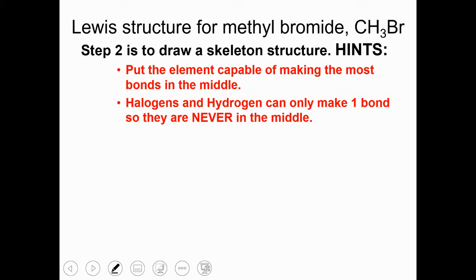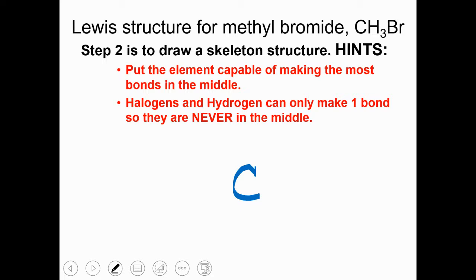The second step is that you draw a skeleton structure for your molecule. Now, you want to put the element in the middle that is capable of making the most bonds. I always tell people, put the neediest element in the middle. Remember, carbon needs 4 more electrons to fill its valence shell. Hydrogen only needs 1 more, already has 1 and only needs 2. Bromine already has 7. It only needs 1 more. So who's the neediest? Carbon.